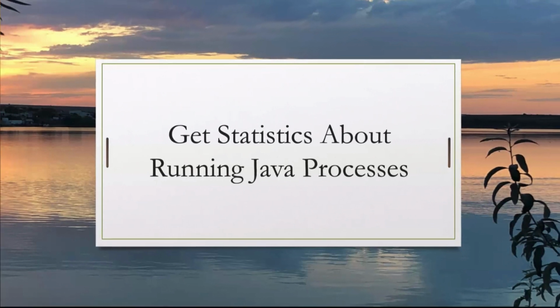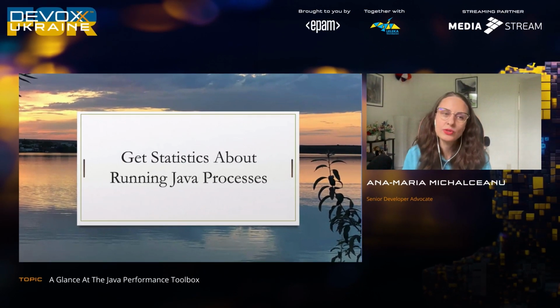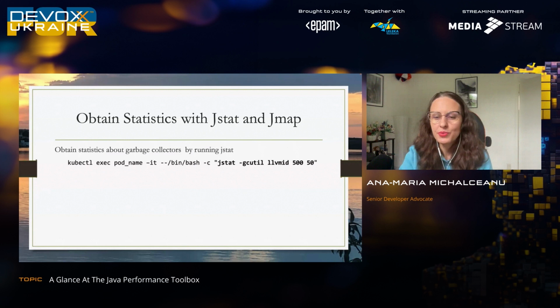Well, this is how our application is behaving. We could also get statistics about our running Java processes, because we're using a lot of memory, but maybe we're not convinced that it's too much given the current workload. So we can obtain statistics with a few tools. We can use jstat, which, like the name says, generates statistics for you. The jstat -gcutil command keeps running for a certain amount of time.